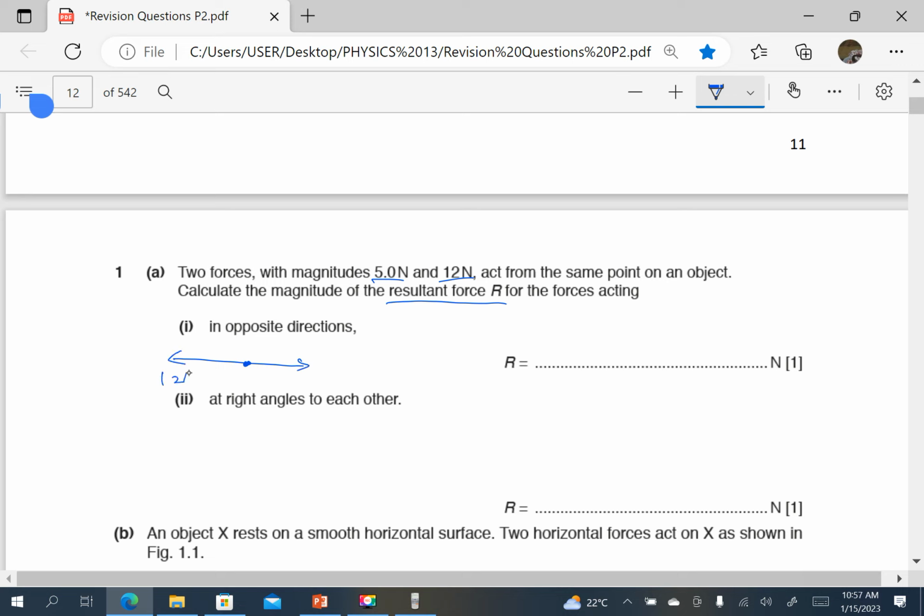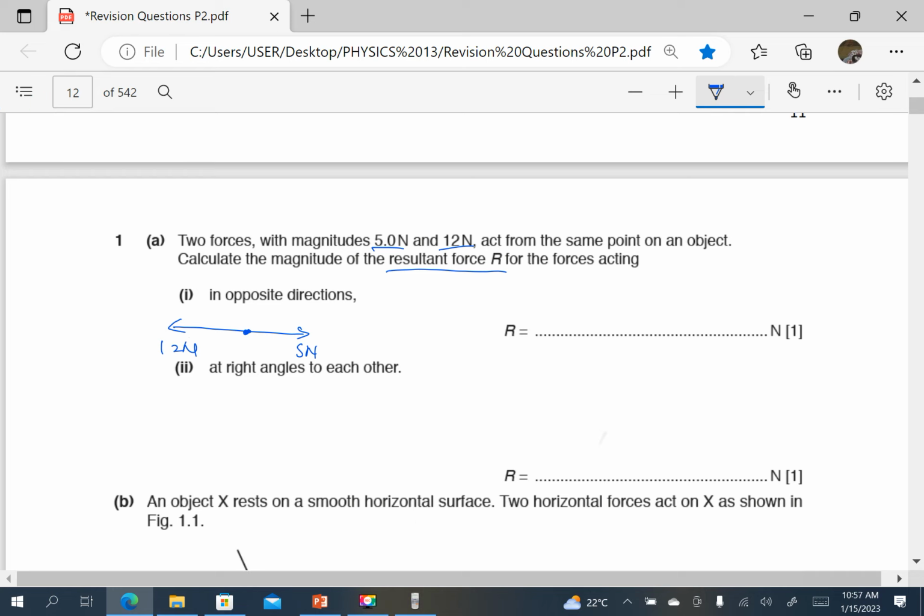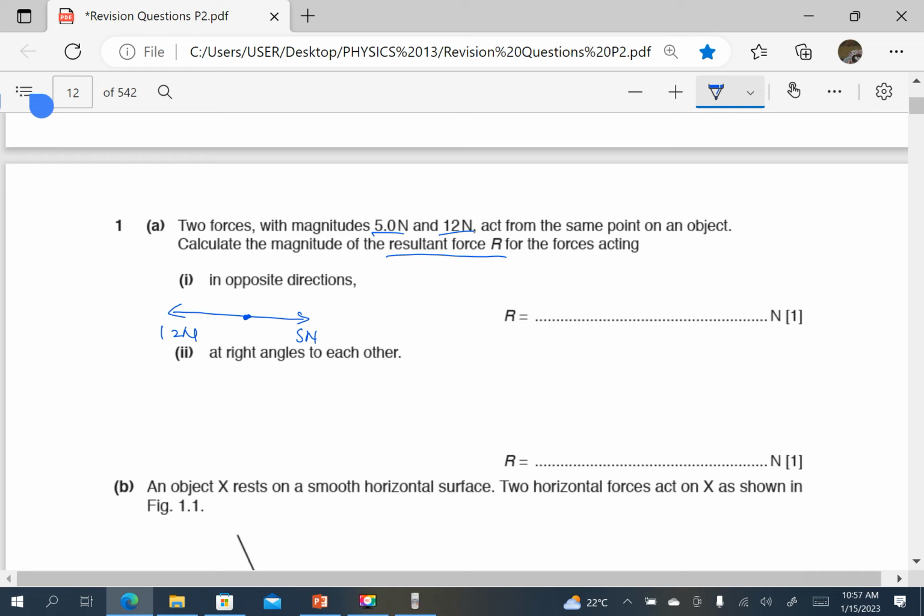So one is 12 newtons, another one is 5 newtons. So we just subtract. So I think here the resultant is going to simply be 7.0.